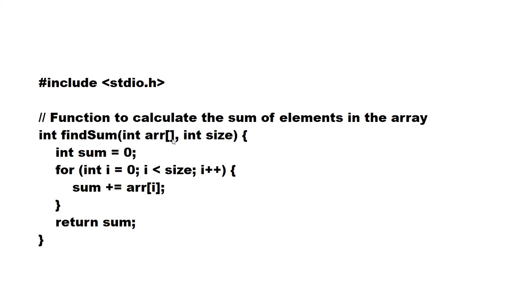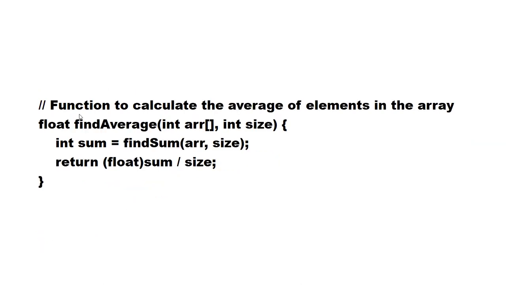We are expecting an array, so we just give an empty square bracket here. int sum is equal to 0. for int i equal to 0, i less than size, i plus plus, sum equal to sum plus arr of i. Then return sum. Now function to calculate the average of the elements in the array.